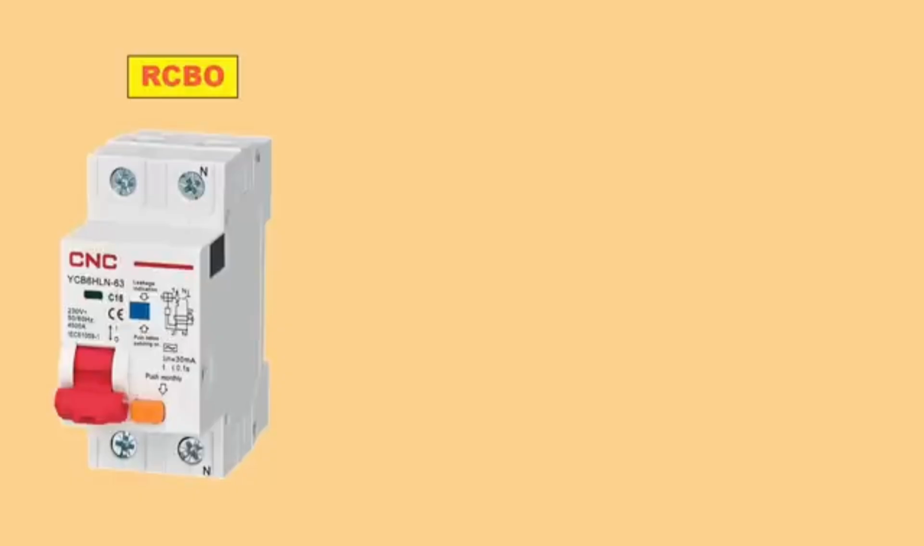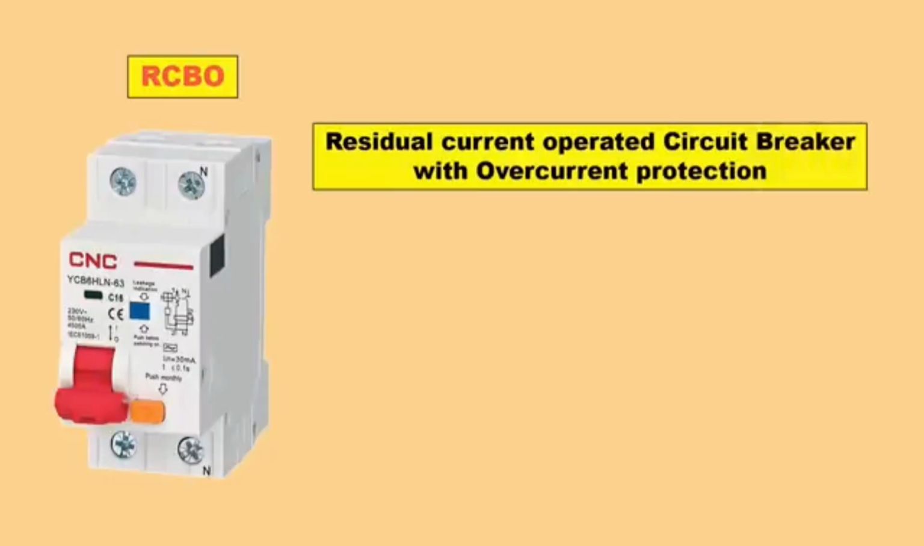Now here we have a RCBO. Full form of RCBO is Residual Current Circuit Breaker with Overload Protection. By listening to its name, you must have got an idea what is the working of RCBO. But I will explain you everything.